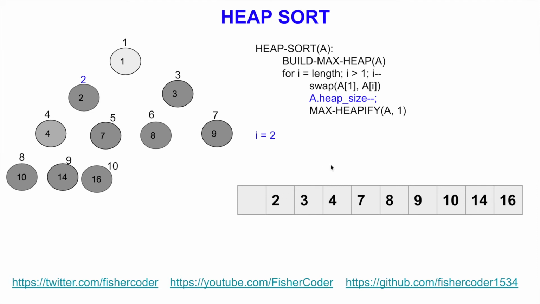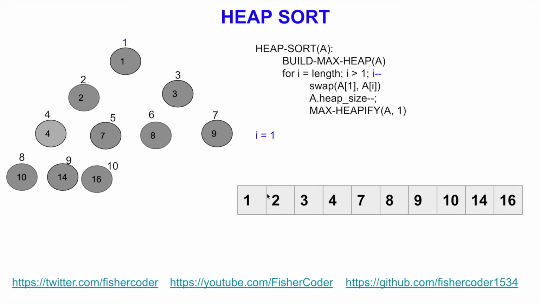Now it's swapped. We decrement the size of the heap by cutting off the edge and putting 2 into the correct position. Now we call max-heapify. There is only 1 element. Then we're done. At this moment, we break out of this for loop. Remember, I needs to be exactly greater than 1, which means the last element that we're going to execute is going to be 2. Now we put 1 into the final correct position.